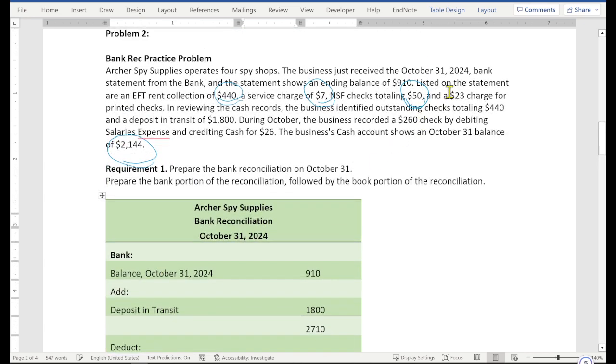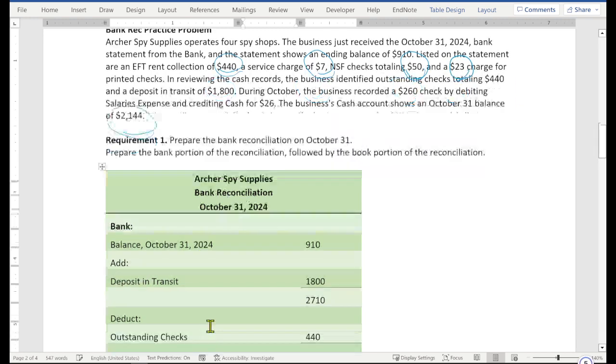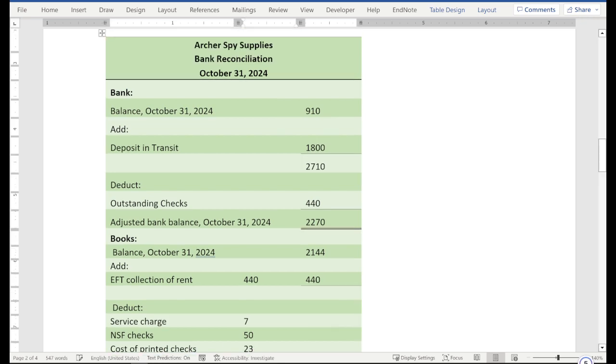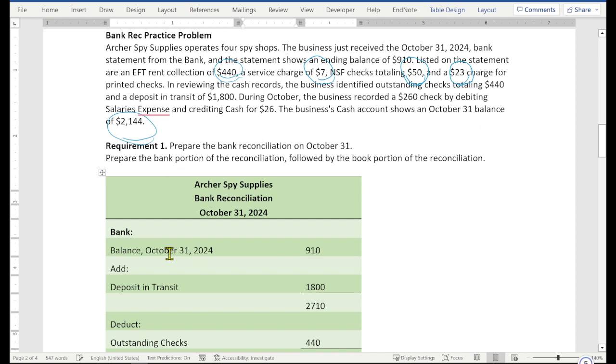Next, we have a $23 charge for printed checks. Not too bad, it's just another bank fee. Cool. All right, the next one's a little trickier. The next one we have is that error that we need to correct.